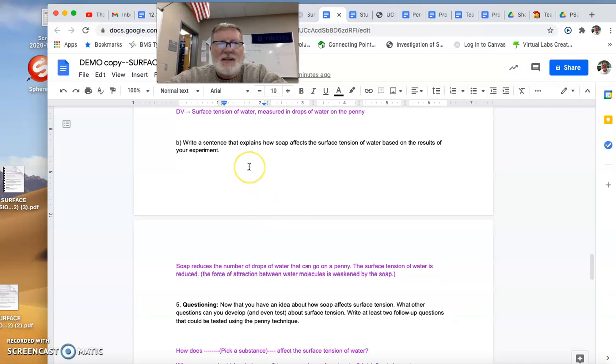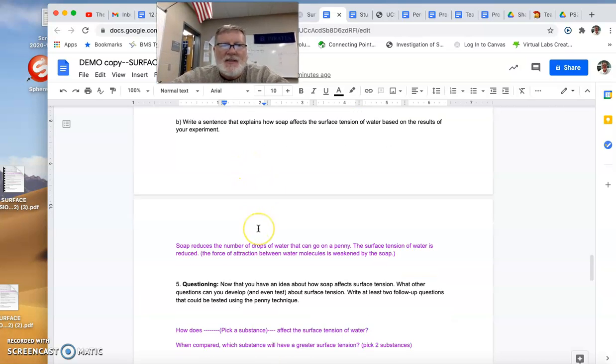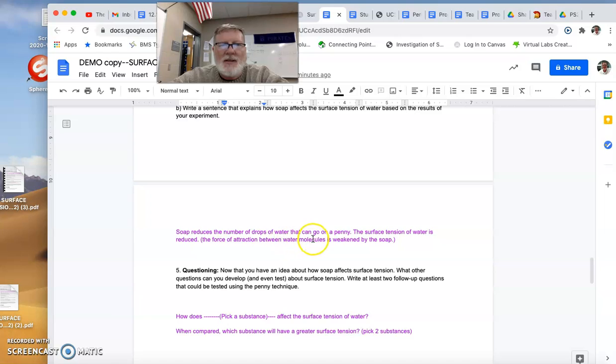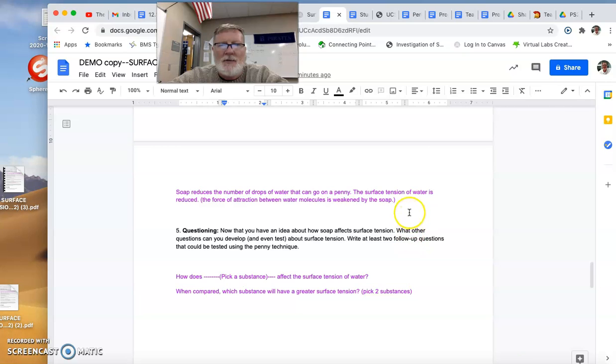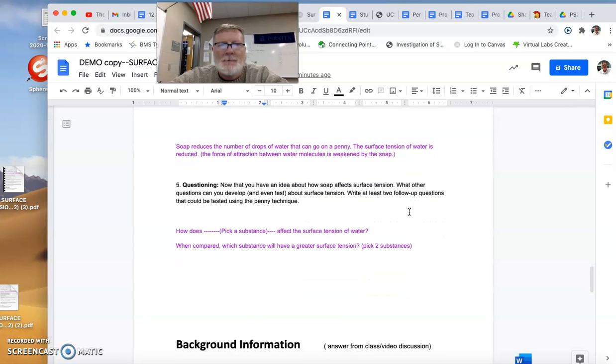Now I'd ask you to explain how soap affects the surface tension. Soap reduces the number of drops of water that can go on a penny. The surface tension of water is reduced with the soap. In other words, the force of attraction between water molecules is weakened by the soap. And so that's an important connection you need to make as we start to think about the third part of our unit objective right now.